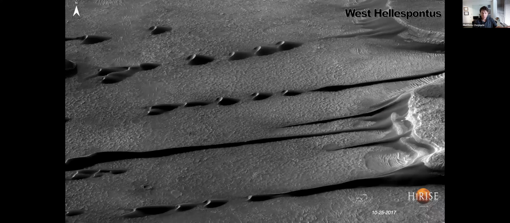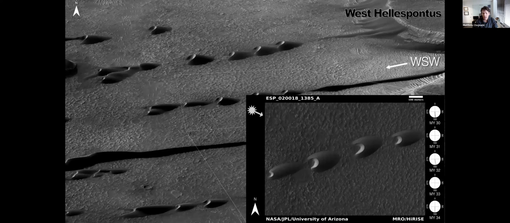Meanwhile, we went to West Hellespontus, and this is actually a really well documented dune field where there's just these beautiful symmetric barchans and linear dunes. And these are just migrating in one direction, just west to west-southwest, and very little evidence for that other wind direction that we saw evidence for at the East Hellespontus site.